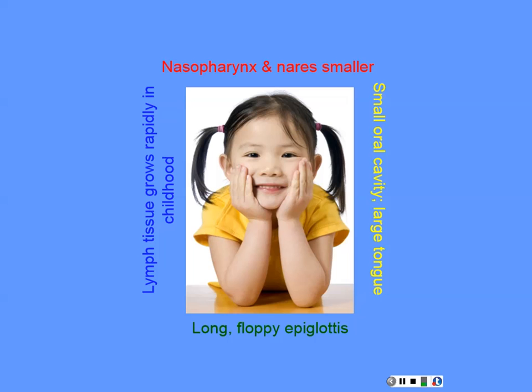Their lymph tissue grows rapidly in childhood. This is where we're talking about their tonsils and their adenoids. So when you've got a lot of swelling and things like that, that can cause obstruction. It generally atrophies after age 12. This is why you see a lot of kids getting their tonsillectomies and adenoidectomies prior to that.